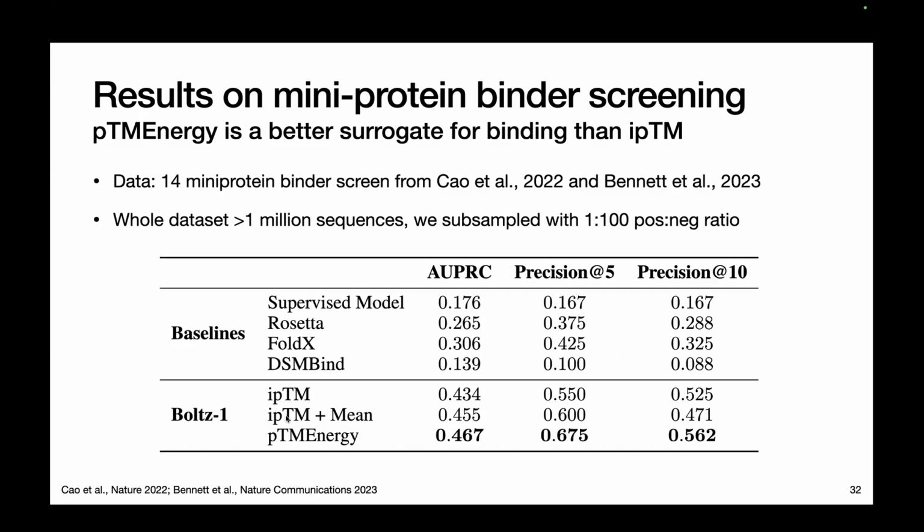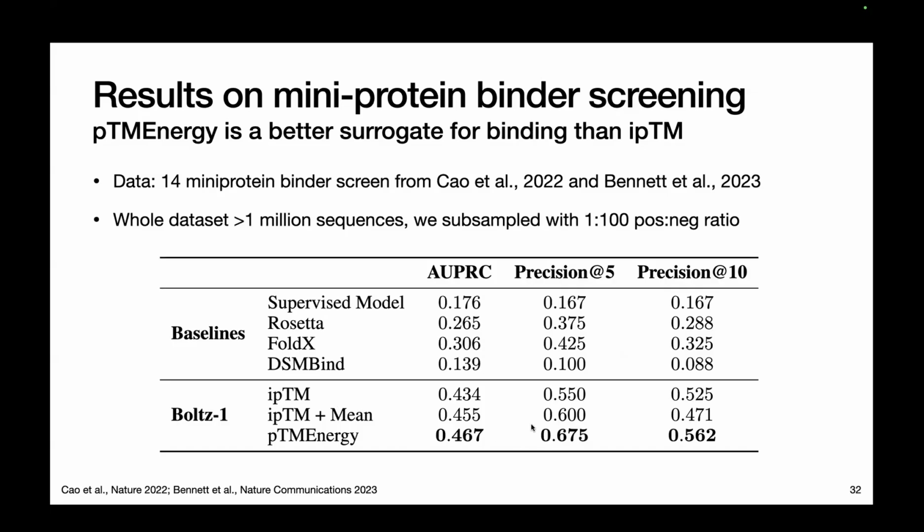We also tried a smooth version of IPTM by replacing the max operation with a mean, but we still found that our method performs better in terms of AUPRC and also the precision at 5 and at 10, meaning the hit rate, if you just take the top 10 and select those to go for designs.